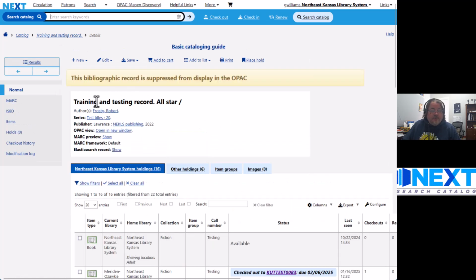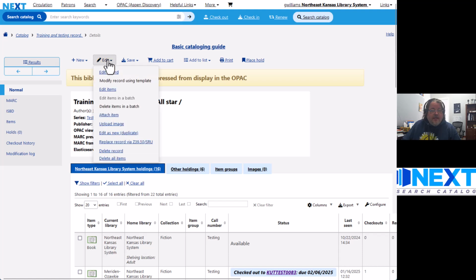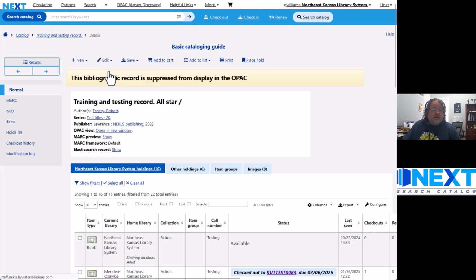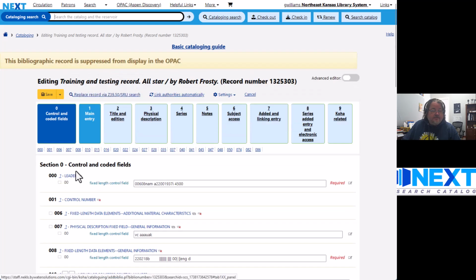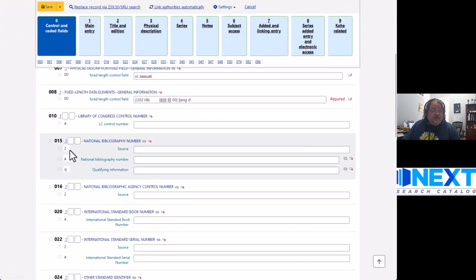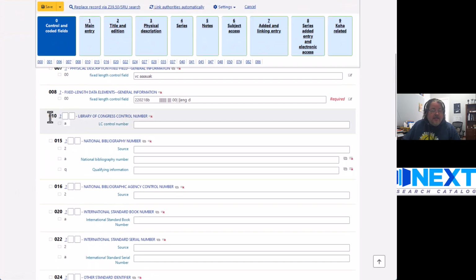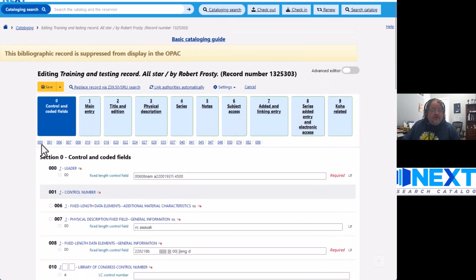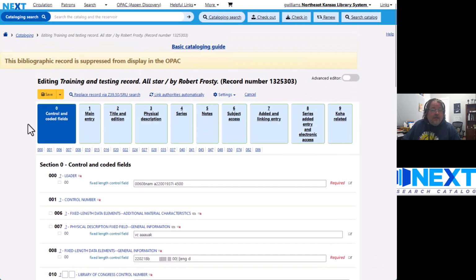So I'm going to go to this test record, and the first thing I'll do is talk about the indicators. So you notice a lot of fields have these two boxes next to the main field. Those are where the indicators go. Most indicators you don't have to worry about. If you don't know what the indicator's for, don't worry about using it.